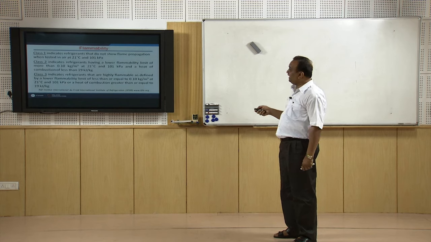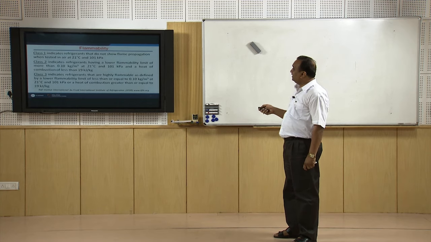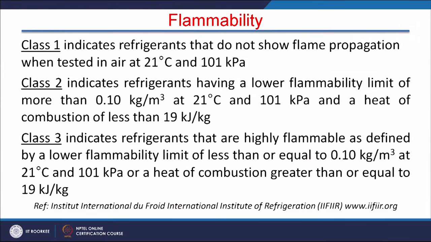Class 1 indicates that at 21 degree centigrade and 101 kilopascal pressure, there is no flame propagation. That is class 1, that is safe. Class 2 has a lower flammability limit of more than 0.1 kg per meter cube at 21 degree centigrade and 101 kilopascal. Heat of combustion has to be less than 19 kilojoules per kg. These are as per the International Institute of Refrigeration data.